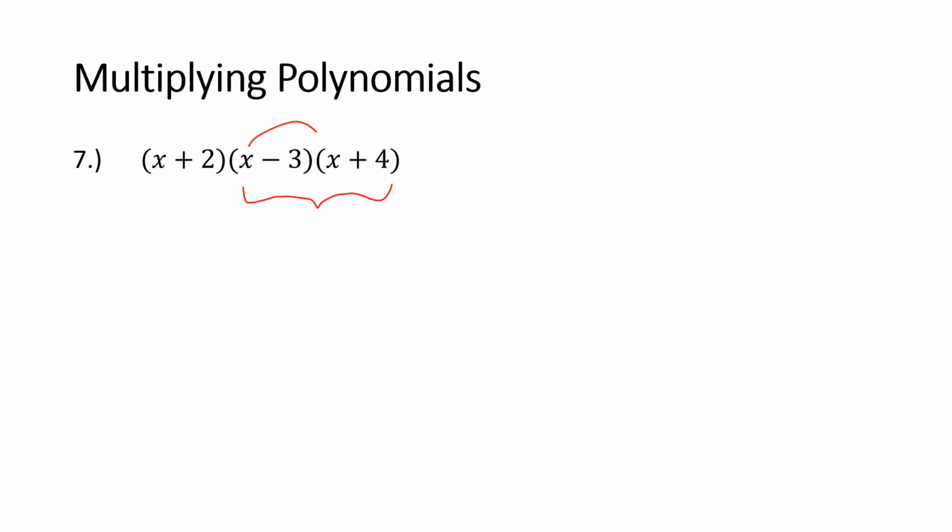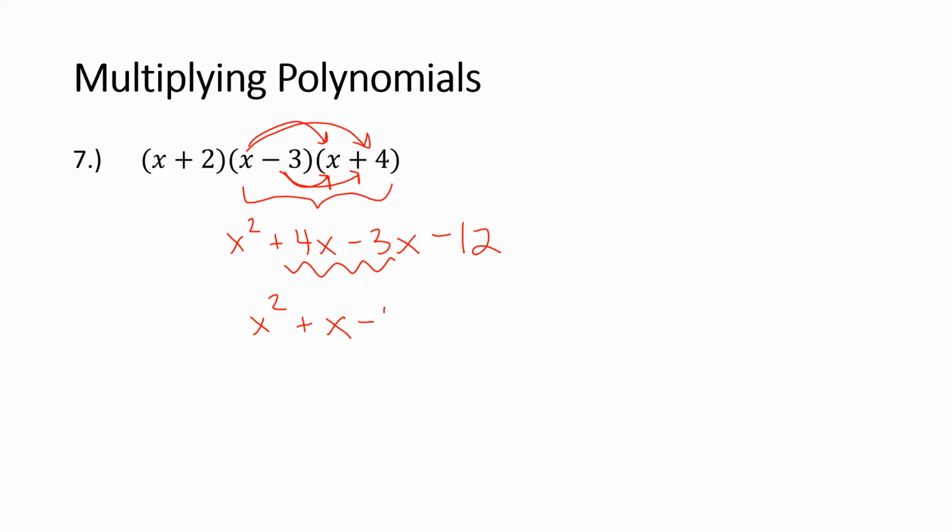So we're going to do x times x is x squared. X times 4 is 4x. Then I'm going to distribute. Negative 3 times x is negative 3x, and negative 3 times 4 is negative 12. We can combine like terms here in the middle. That's going to be x squared. 4 minus 3 is 1, so plus 1x minus 12. Now, we've multiplied those two together.